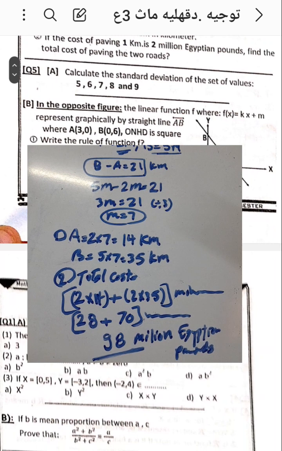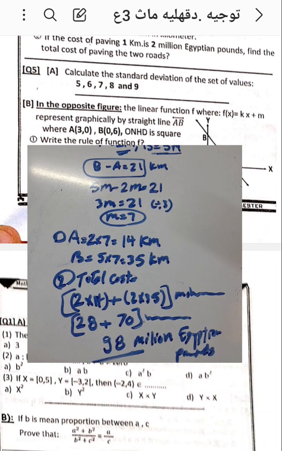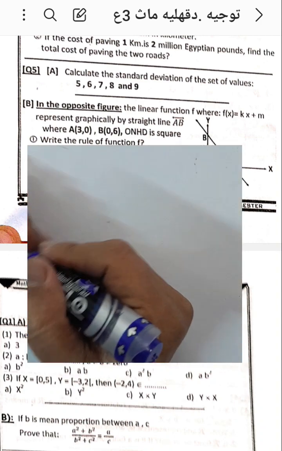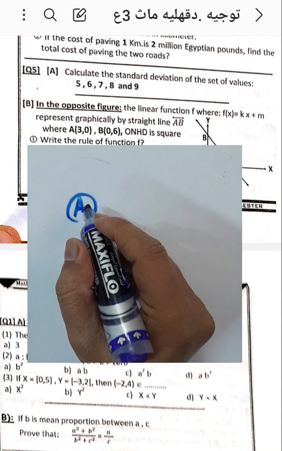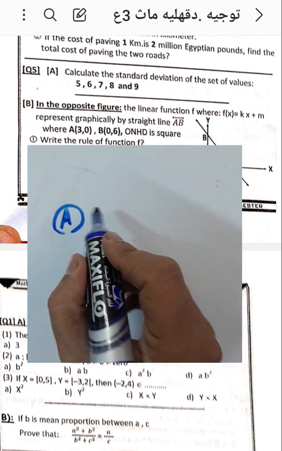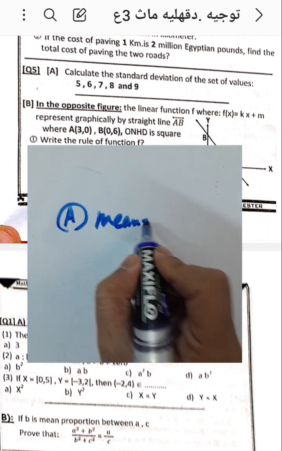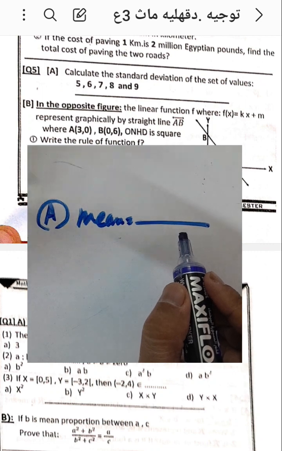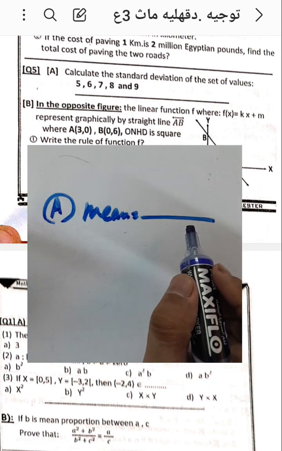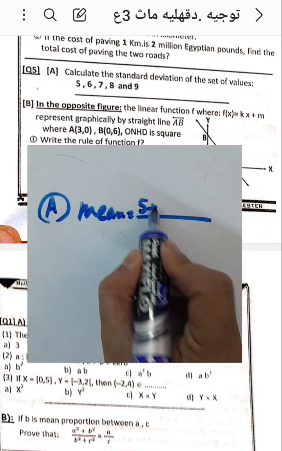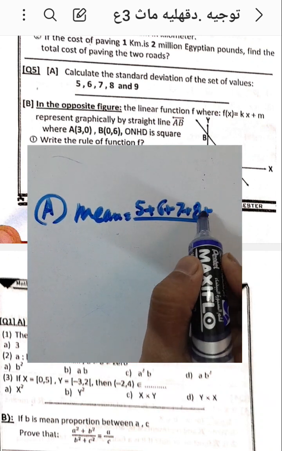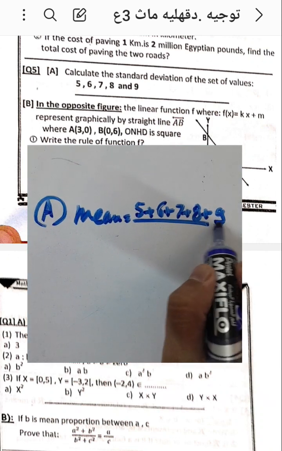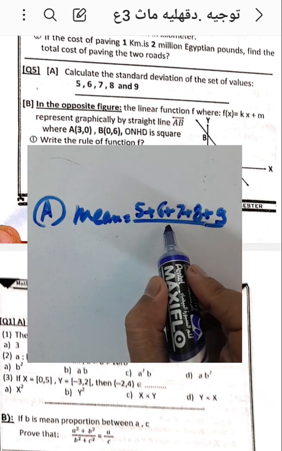Question number 5. Calculate the standard deviation of the set of values. First step, we find the mean by adding all the values and dividing by the number of values. Write 5 plus 6 plus 7 plus 8 plus 9 over 1, 2, 3, 4, 5.